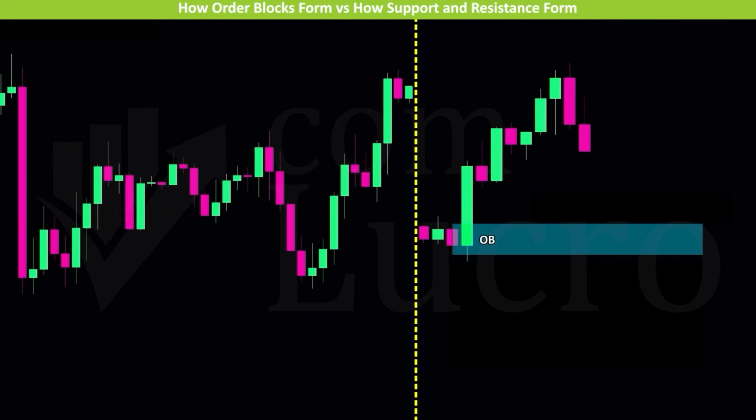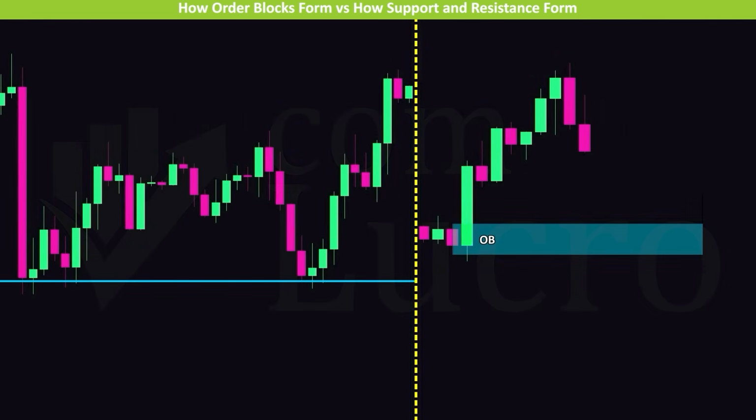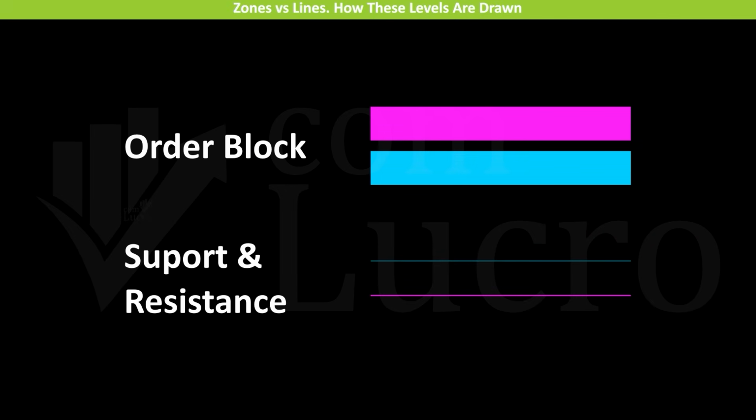Support and resistance, on the other hand, require visible reactions over time. If price rejects a level once and then rejects it again later, that repeated reaction allows us to define a support or resistance level. Another important distinction is the way these levels are drawn on the chart. Order blocks are usually marked as broader zones or areas, reflecting the range where orders were executed. Support and resistance levels are most often drawn as single lines. Even when they are drawn as zones, they tend to be much thinner and more precise compared to the wider zones used for order blocks.